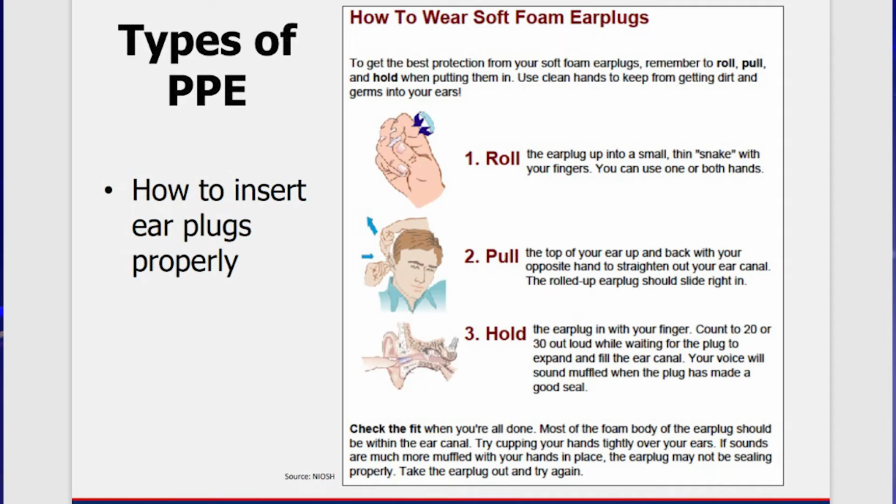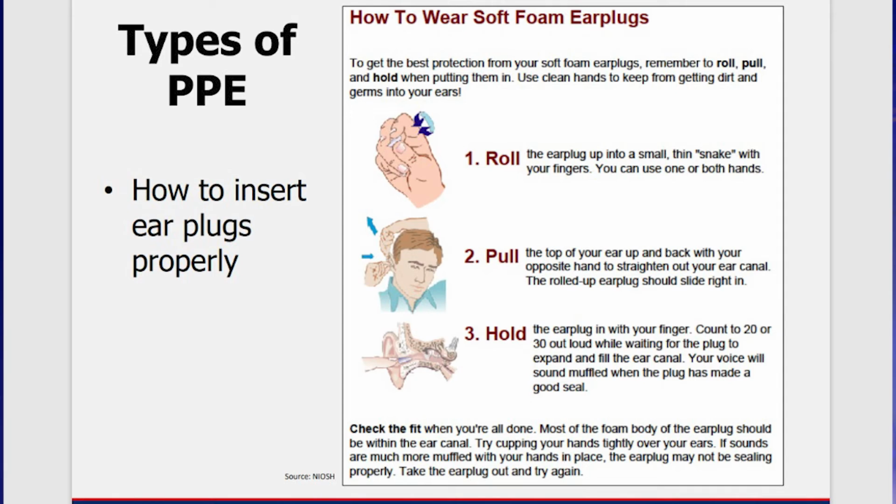2. Pull. Pull the top of your ear up and back with your opposite hand to straighten out your ear canal. The rolled up earplug should slide right in. 3. Hold. Hold the earplug in with your finger. Count to 20 or 30 out loud while waiting for the plug to expand and fill the ear canal. Your voice will sound muffled when the plug has made a good seal.